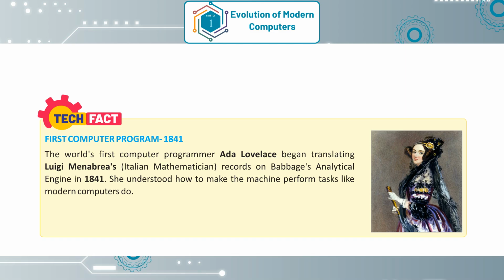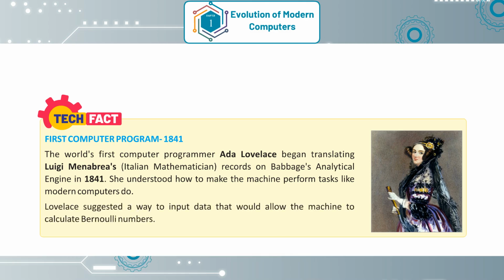1841. The world's first computer programmer, Ada Lovelace, began translating Luigi Menabrea's, an Italian mathematician, records on Babbage's analytical engine. In 1841, she understood how to make the machine perform tasks like modern computers do. Lovelace suggested a way to input data that would allow the machine to calculate Bernoulli numbers.